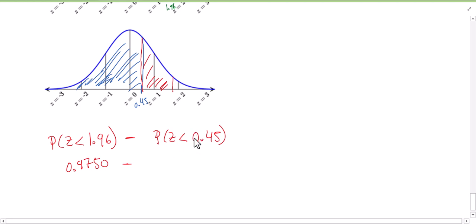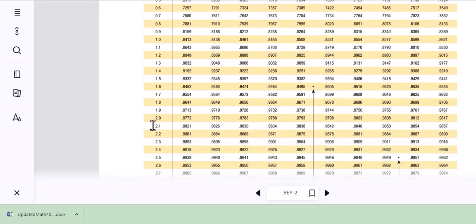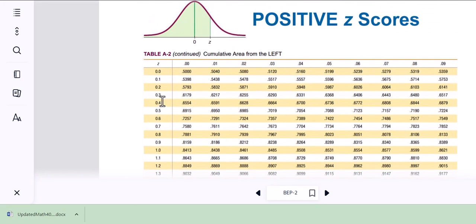And then the probability that z is less than 0.45. So I'm going to look up 0.4 and then 5. So let's go back to our z-score table. And so 0.4, and then there's 0, 1, 2, 3, 4, 5. 0.6736.